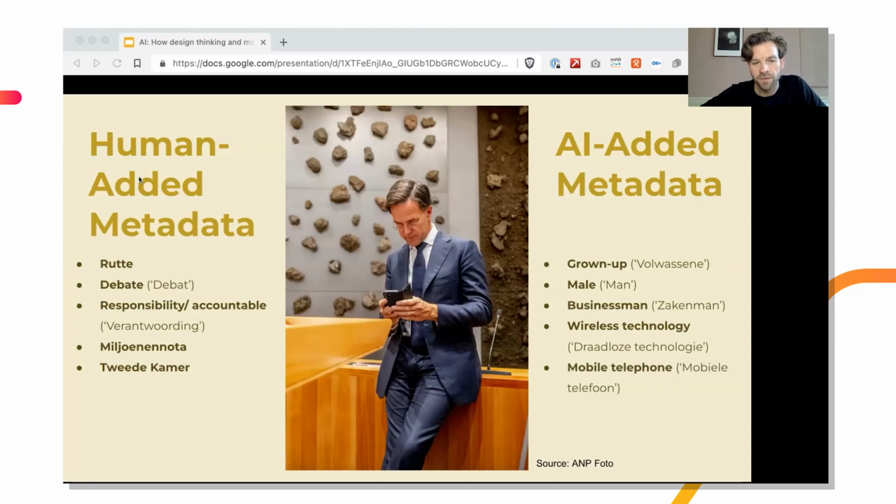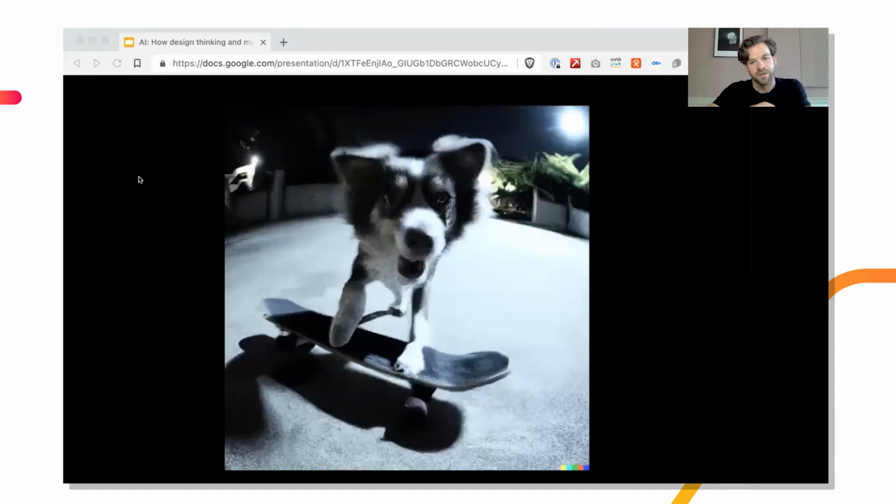So if you were to think about combining human metadata with Rutte and AI, machine learning added metadata because of a model that knows how to interpret images, a computer vision model, you were able to find this picture when you typed in Rutte and phone. So you have to thank both the human and the AI, and this will be a key point of this talk. So another example: which part of this photo has been manipulated, you think?